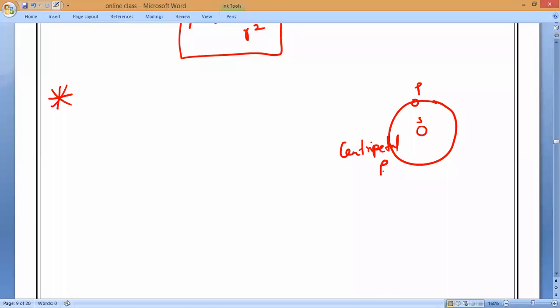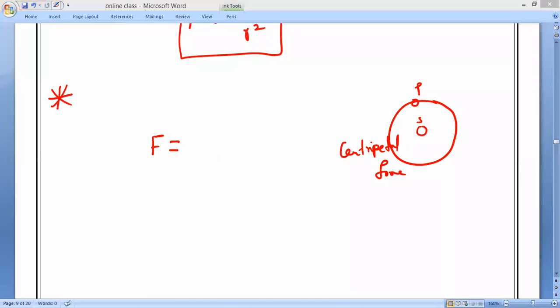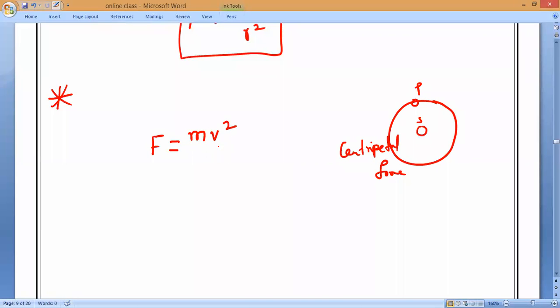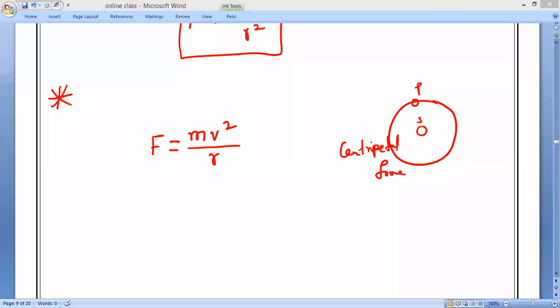What is the formula for centripetal force? Everybody, open your mouth and tell me. The magnitude of centripetal force is equal to the mass of the planet into the square of the velocity of the planet, divided by what? The radius between the sun and the planet. That is what he considered, the radius of the orbit.